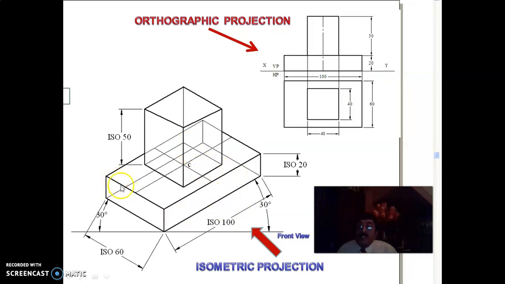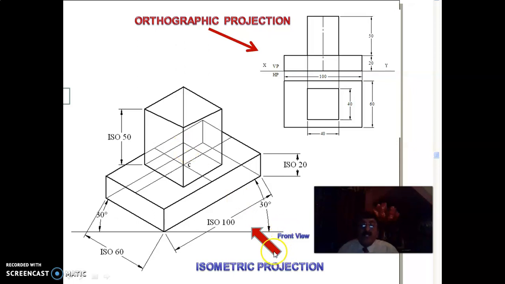The bottom solid is a rectangular prism 60 by 100, thickness 20, and the top solid is a square prism of sides 40 and height 50. Okay, you see here, you are actually stopping at this stage. Draw it as isometric projection, you stop at this. Now to introduce you to the orthographic projection.